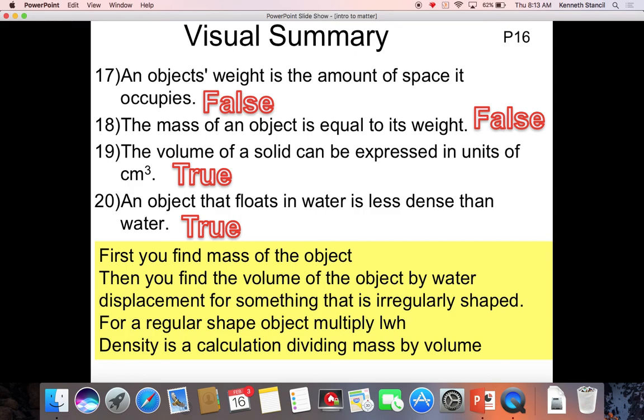First, you must find the mass of the object. Then, you find the volume of the object by water displacement for something that is irregularly shaped. For a regular shaped object, you can multiply length times width times height. Density is a calculation dividing mass by volume. So are we all clear on these things? Anybody got any questions?